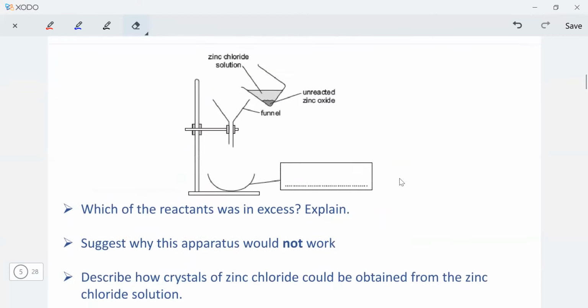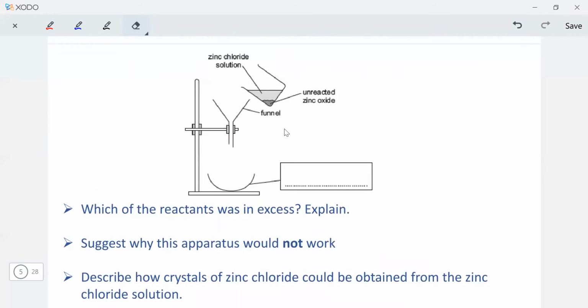Then here we have another, this is called a stand, and this is called a clamp. This is a funnel, and this is a dish. So which of the reactants was in excess? Here in this picture, you can see which one is in excess. The one which is in excess is the part which is unreacted. So in this case, the unreacted part will be the zinc oxide.